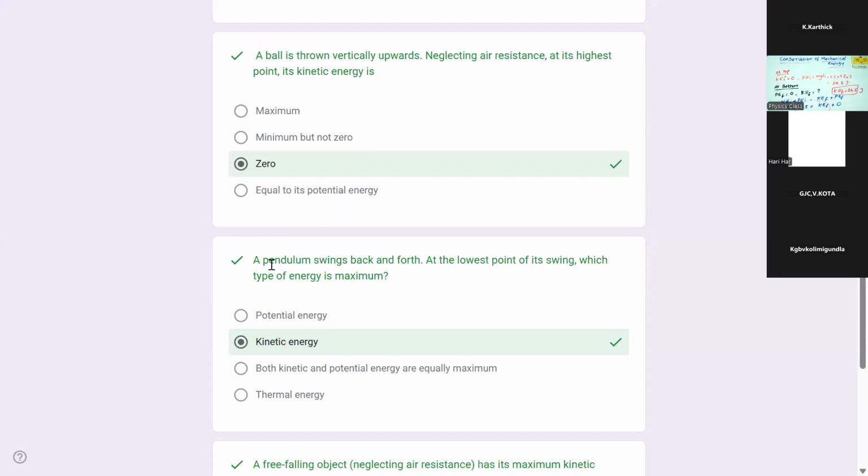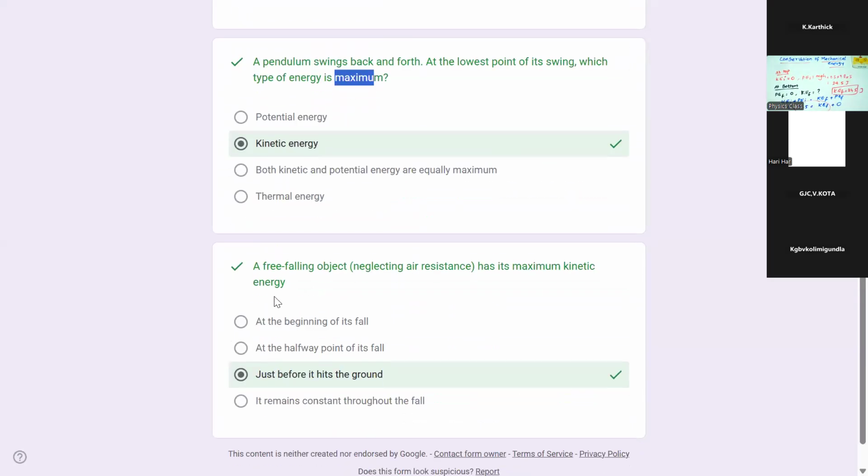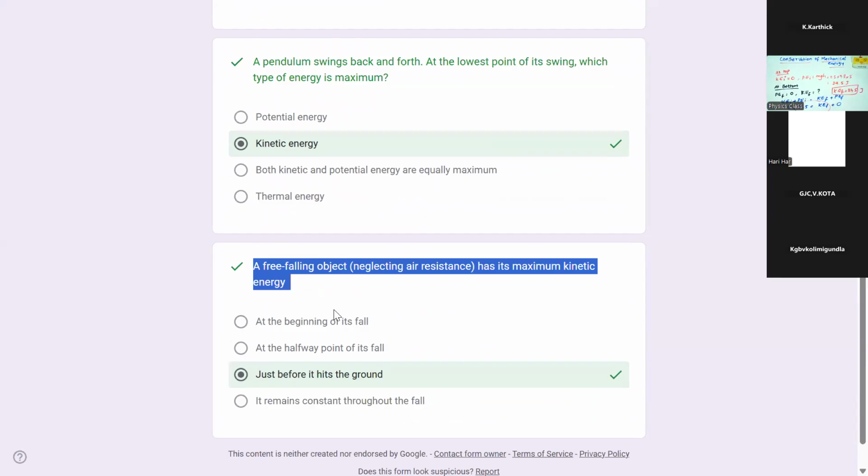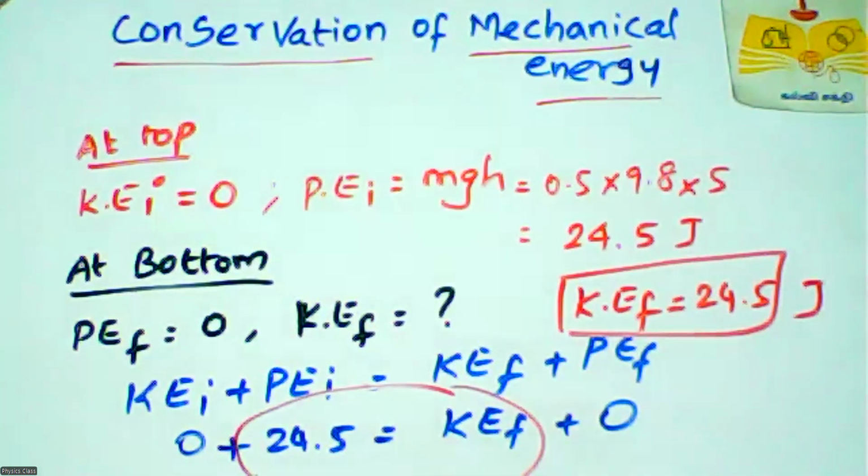Good. A pendulum swings back and forth. At the lowest point of the swing, which type of energy is maximum? Yes, kinetic energy. And then the final one: a freely falling object, neglecting air resistance, has its maximum kinetic energy just before it hits the ground. Very good. Students, very good. Super. Great work. Excellent.